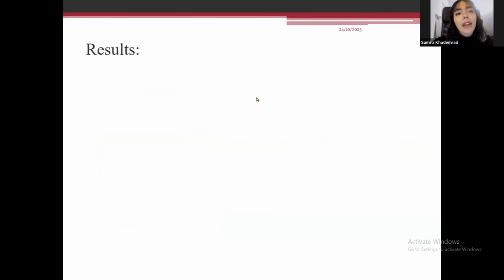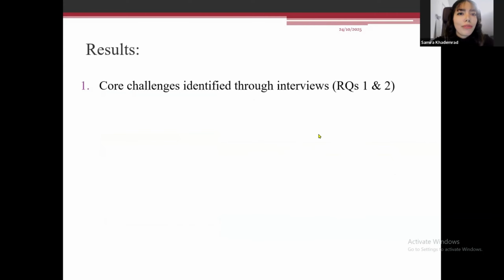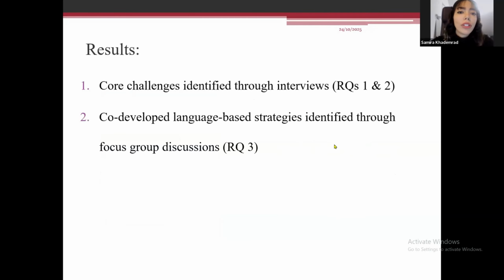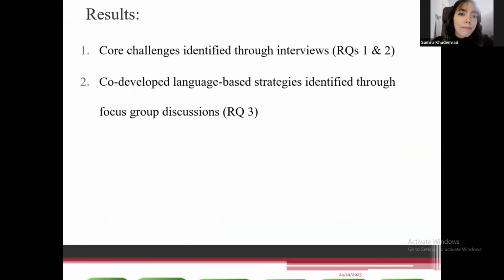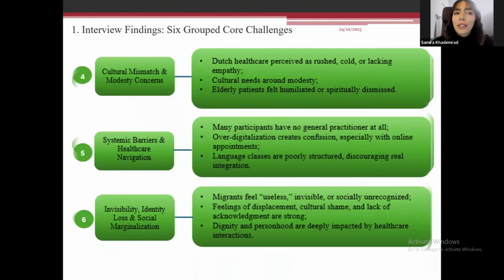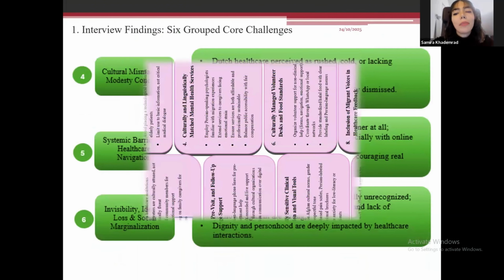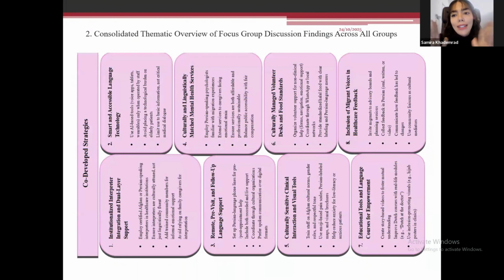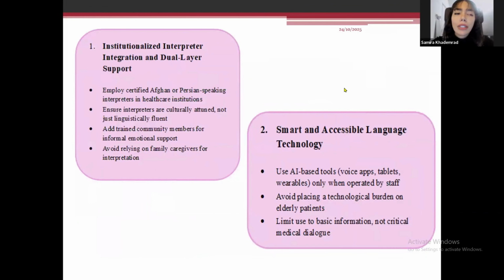So, results. We gathered a rather substantial amount of data: core challenges identified through interviews and co-developed language-based strategies identified through focus group discussions. This is the general overview of what we found from interviews, but because of the time limitations we have to skip them. That's okay, because based on these, participants co-developed the strategies. This is a consolidated thematic overview of focus group discussion findings across all groups. I'm going to read out the titles.